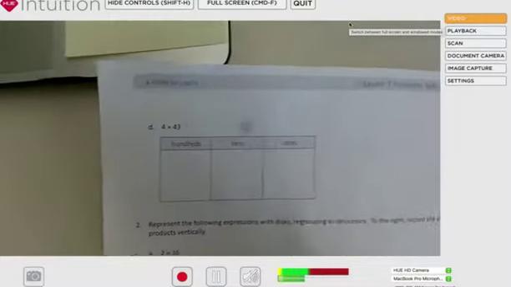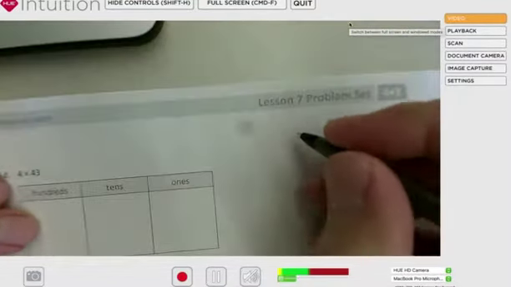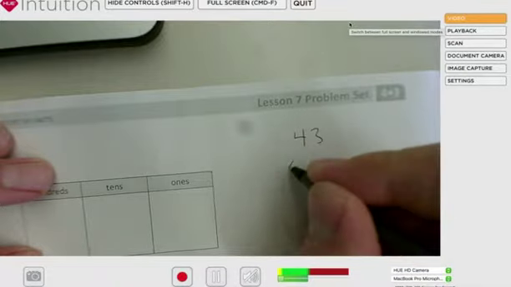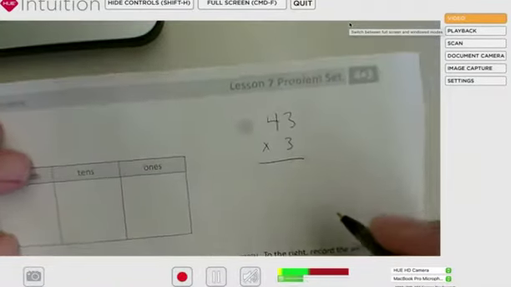So 4 times 43, let's get crack-a-lackin'. Okay, 43 times 3, we're going to write this like this. Oh, you're getting the hang of this. I know you are.